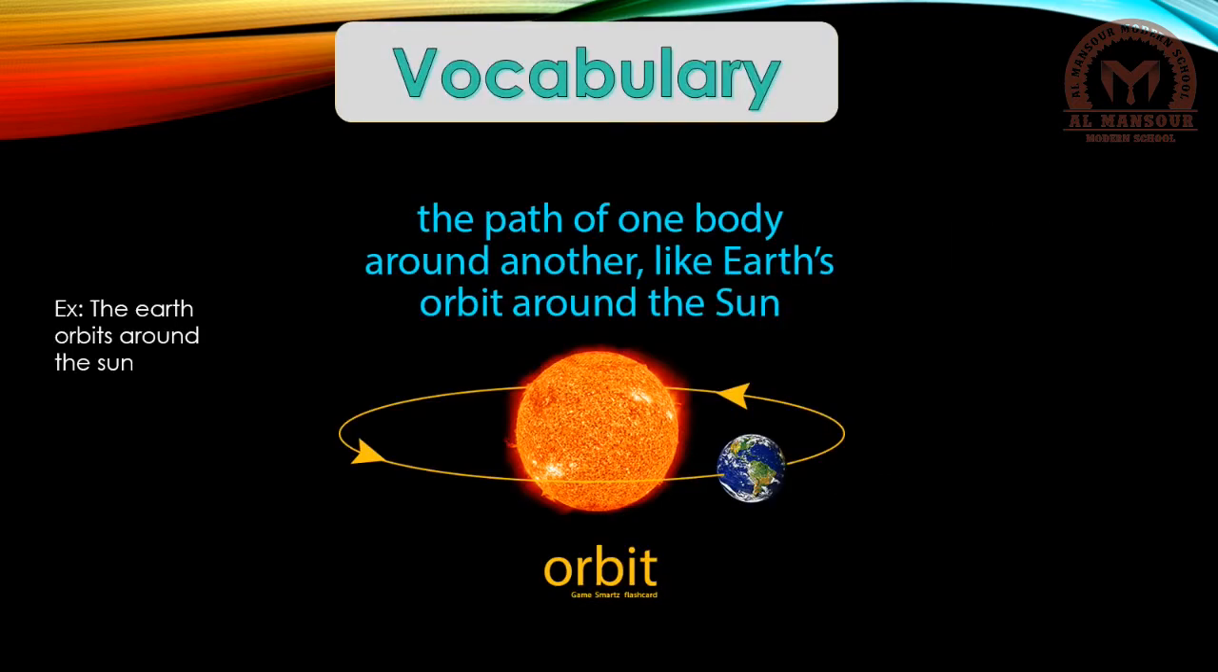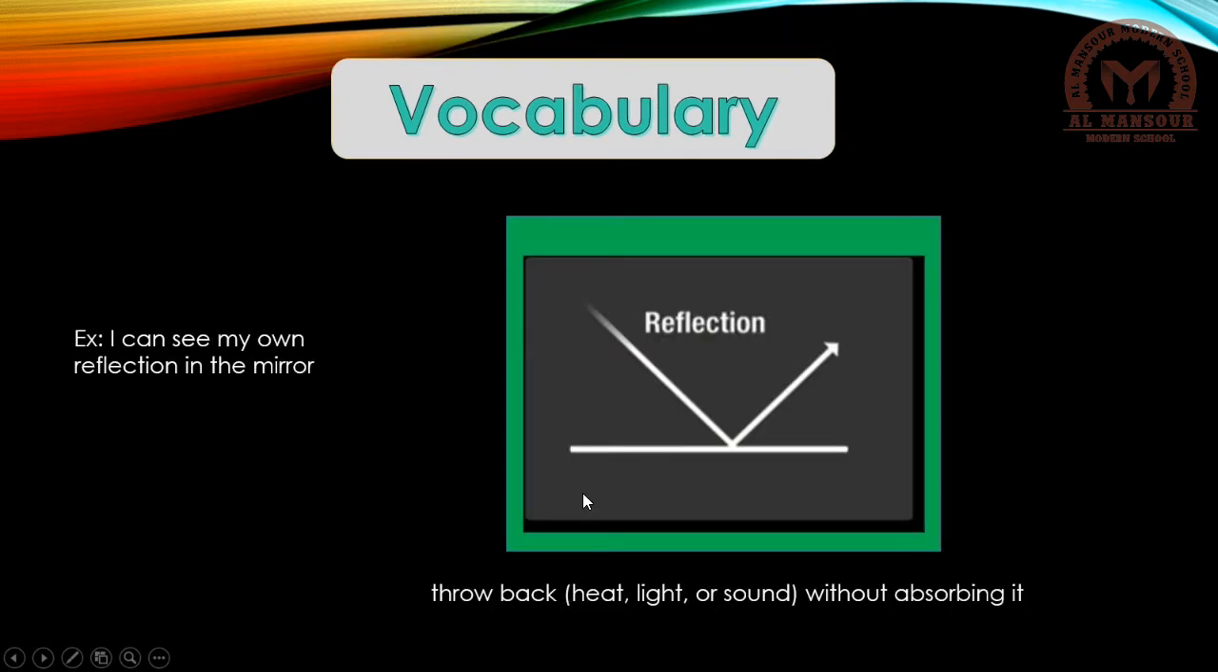But first, let's introduce some vocabulary so you understand the lesson. The first word is orbit. Orbit means when a celestial body moves around another body that is bigger in size because it has bigger gravitational pull. This is called orbit. You see this yellow line? This is orbiting, okay? Here's an example. The Earth orbits around the Sun.